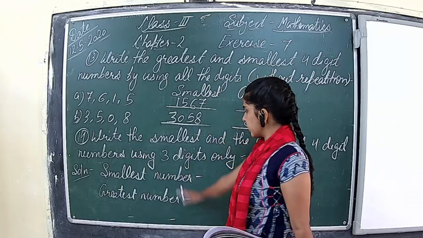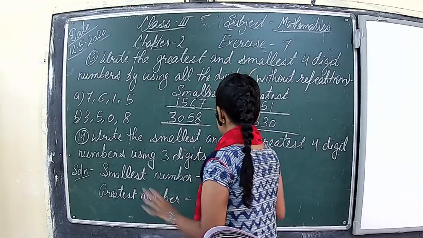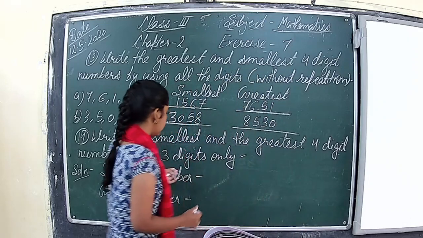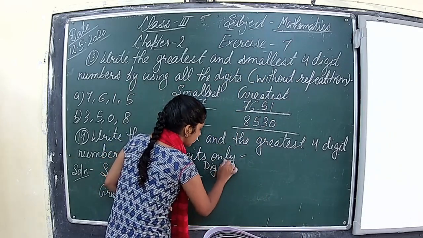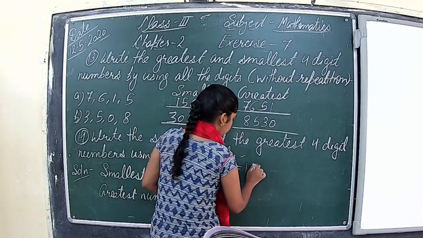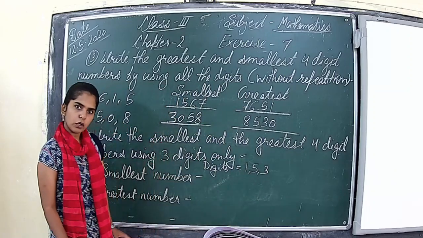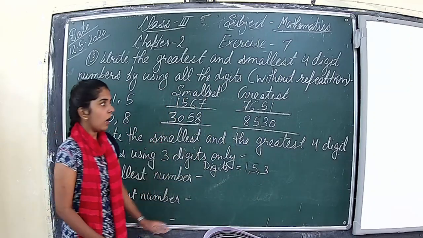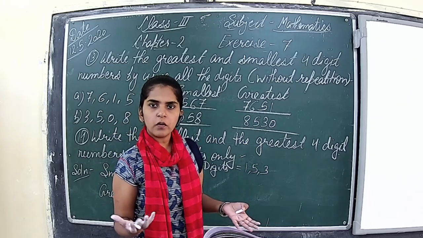How many digits can we use? 3 digits. So you take 3 digits of your wish. I am taking the digits 1, 5 and 3. Now we can repeat the digits. Then only we can form a 4-digit number.